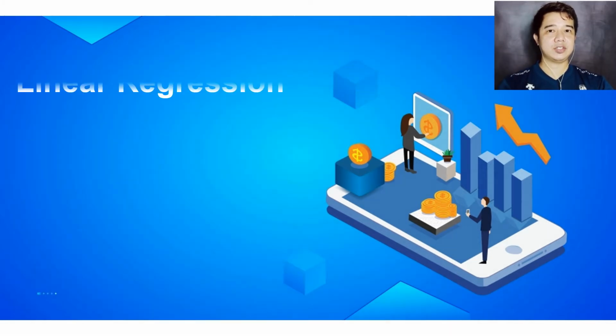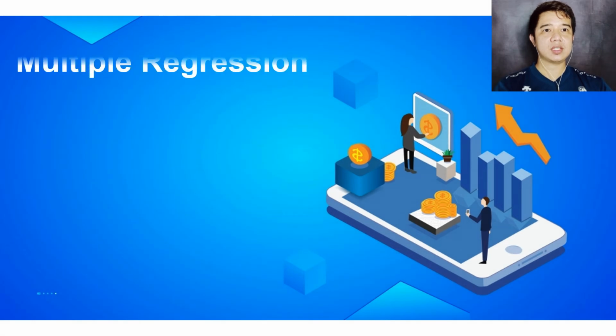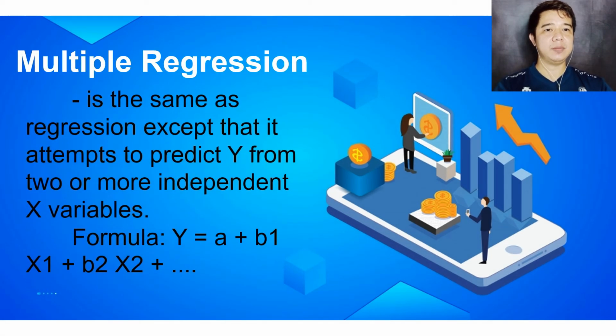Next, linear regression. Linear regression is the use of correlation coefficients to plot a line illustrating the linear relationship of two variables x and y. It is based on the slope of the line, which is represented by the formula y = a + bx, where y is the dependent variable, x is the independent variable, b is the slope of the line, and a is a constant, the y-intercept.